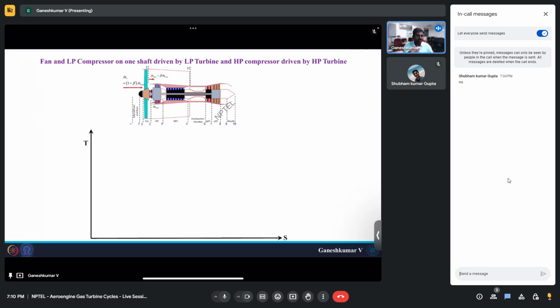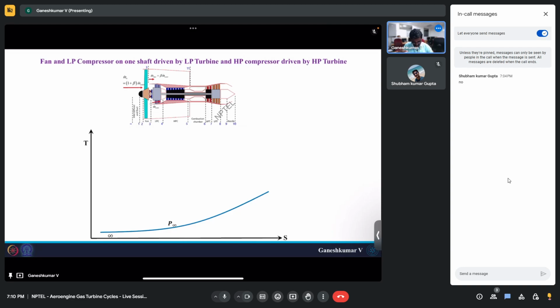So as usual, we'll just go through the TS diagram of this turbofan engine. Thermodynamically there is no difference, right? Mechanically your fan is rotating at lower speed, that's all. But there is going to be pressure rise across the fan and compressor, temperature increase across the combustion chamber, and the turbine is going to give the work. All these remain the same. Thermodynamically, the TS diagram is not getting affected.